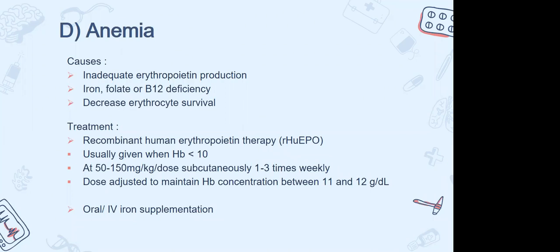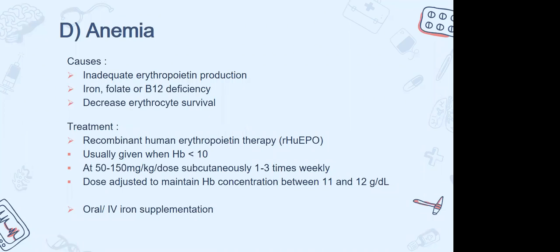First, we give the recombinant human erythropoietin therapy, as research shows that it has decreased the need for transfusion in patients with CKD. This erythropoietin is usually initiated when the patient's hemoglobin is lower than 10 gram per deciliter at a dose of 50 to 150 units per kilogram per dose. We give it subcutaneously 1 to 3 times weekly, and we adjust the dose to maintain the hemoglobin concentration between 11 and 12 gram per deciliter.